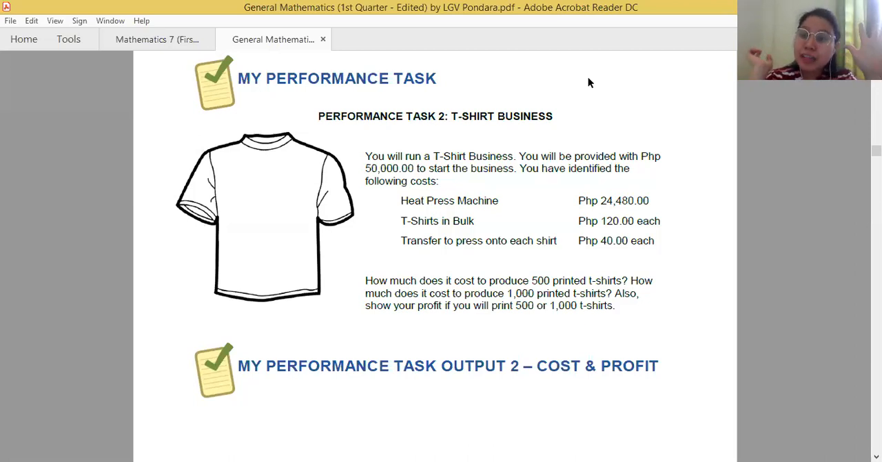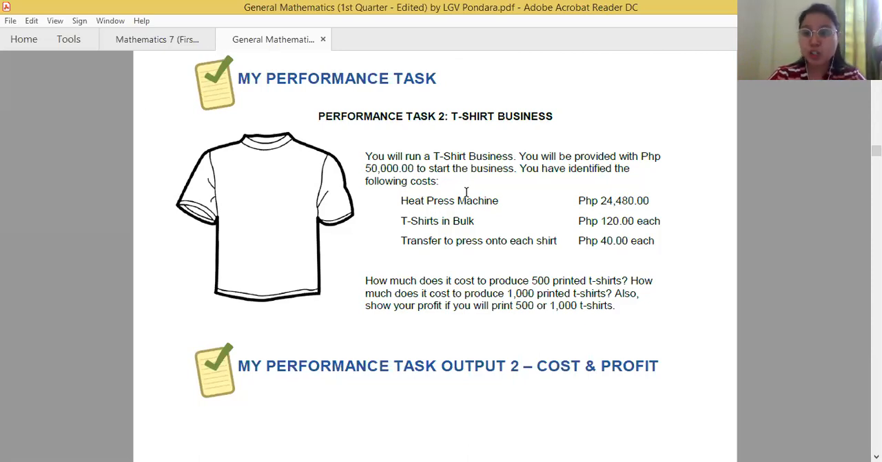Now, the first question is, if you have 50,000, how many shirts can you make? And then, how much will each t-shirt cost? So you need to make a price function. Like, how will you do it? For example, you will say P of X, remember the P of X equals how much per t-shirt? And then you add the cost of the heat press machine.